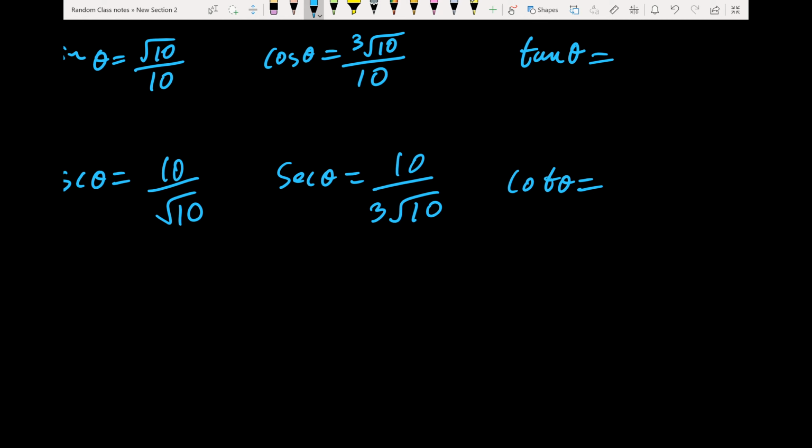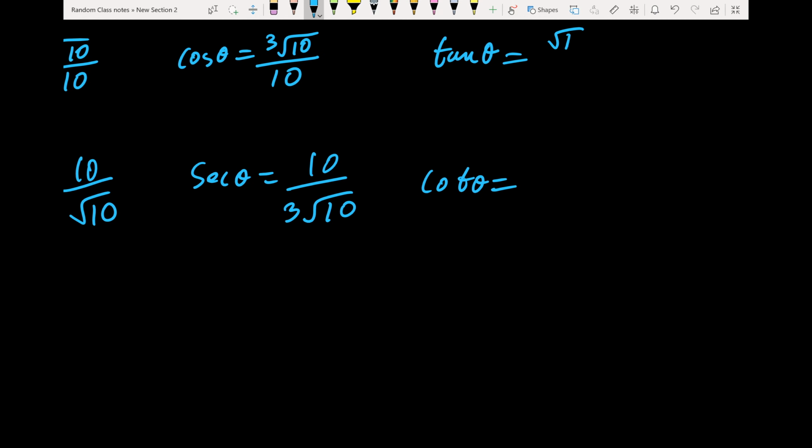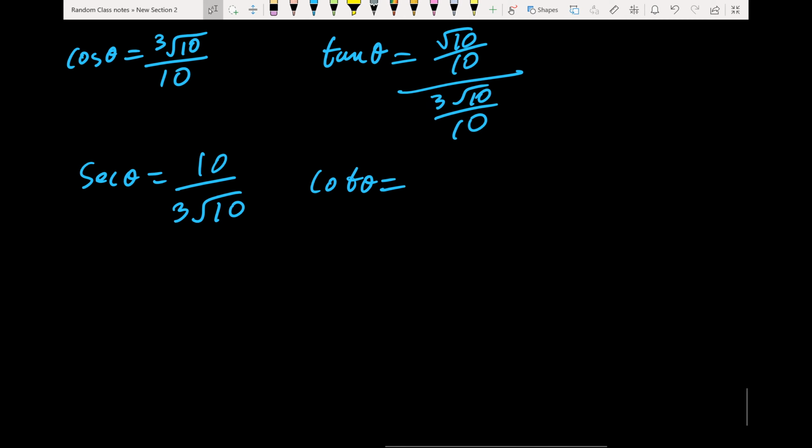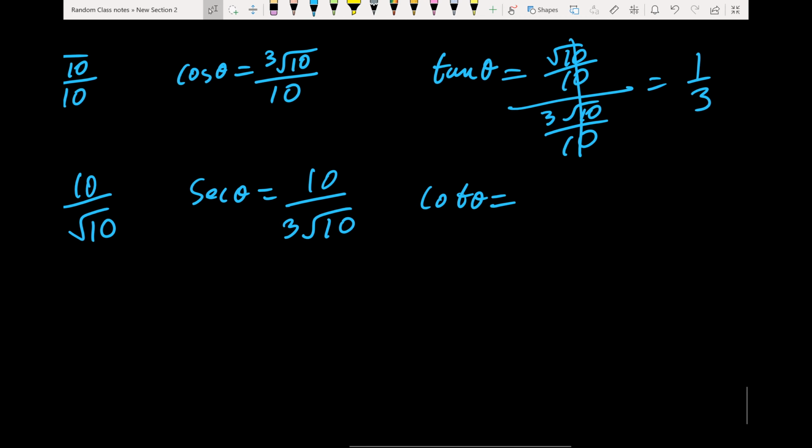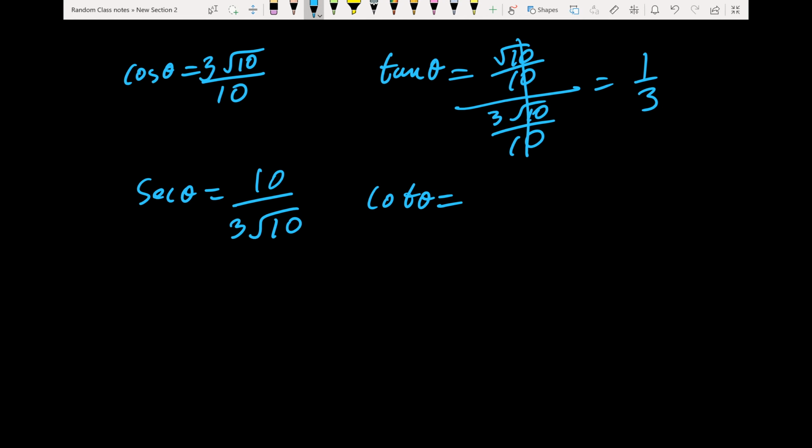Tangent of theta is what? Sine over cosine, right? Oh my God, this problem is so easy. It becomes what? 1/3. Did I make a mistake? No, that is correct. Oh, it's not cube root, sorry, it's 3. There you go. So cotangent is what? 3/1. Okay.